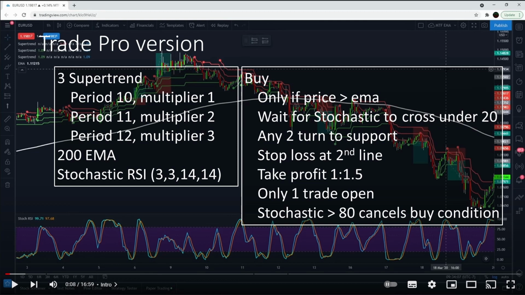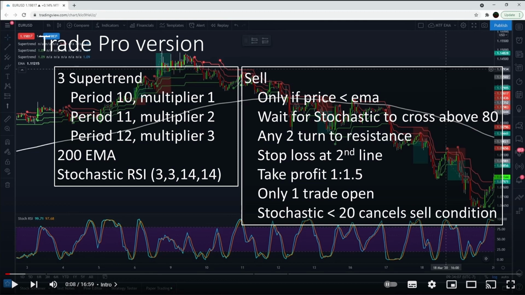TradePro also adds that only 1 trade will be open at a time, so if there's already a trade open and we hit another trigger, we just ignore that second trigger. And also that if we're in buying mode, but the stochastic goes above 80 before we actually open a trade, then that cancels the buying condition.